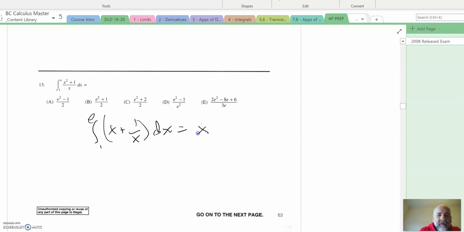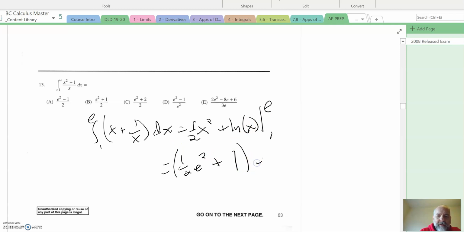So it's 1/2 x squared plus natural log of x. Don't need absolute values because it's all positive. 1/2 x squared, that looks good. And evaluate this from 1 to e, so plug in e, so that's 1/2 e squared plus natural log of e, which is 1, minus, plug in 1, 1/2 times 1 squared, which is 1/2, plus natural log of 1, which is 0. All right.